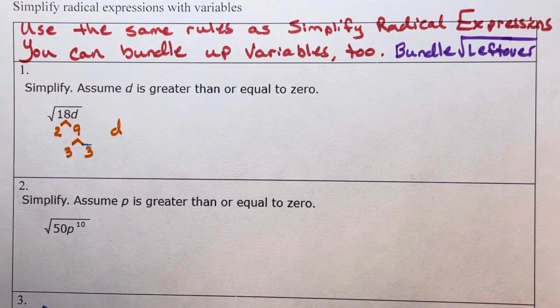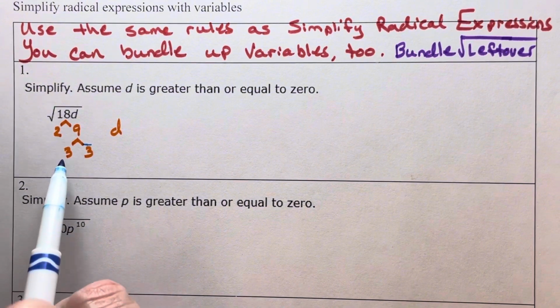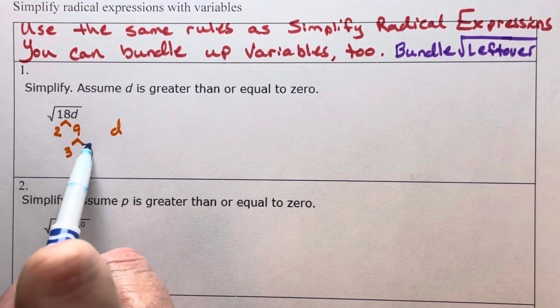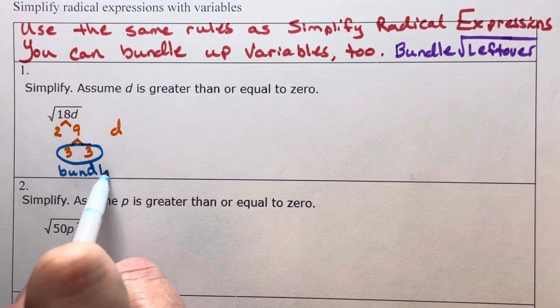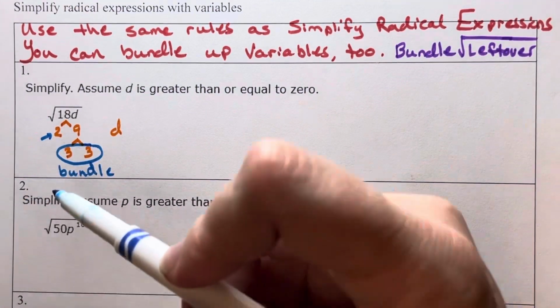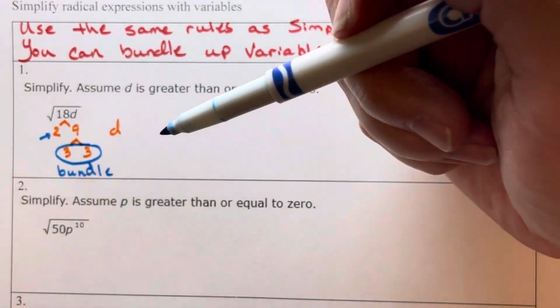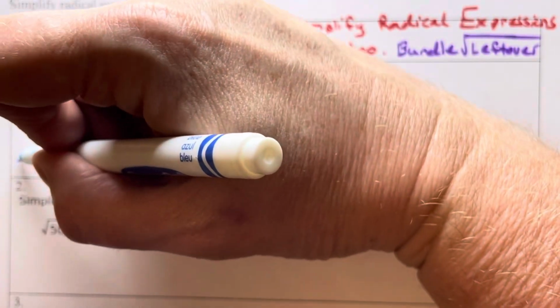Let's look for our bundles and leftovers, remembering that a bundle is 2 of the same number. Here I have a pair of 3s. Yep, so this is a bundle. But I have a 2 with no one to bundle with, and a d with no one to bundle with. So these are leftovers.